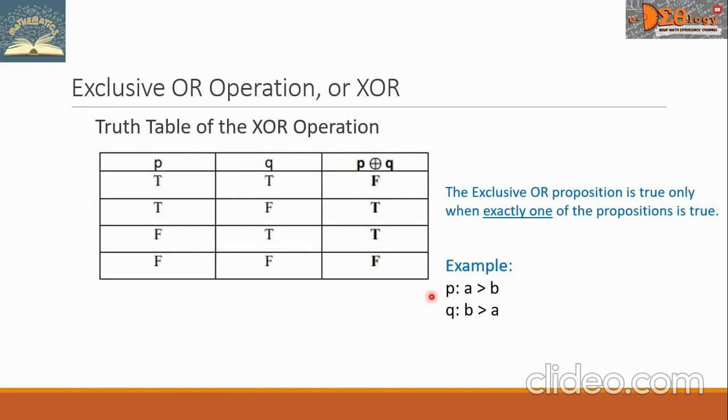Example: the proposition P is A is greater than B. Proposition Q, B is greater than A. The P XOR Q is: A is greater than B or B is greater than A, but not both.